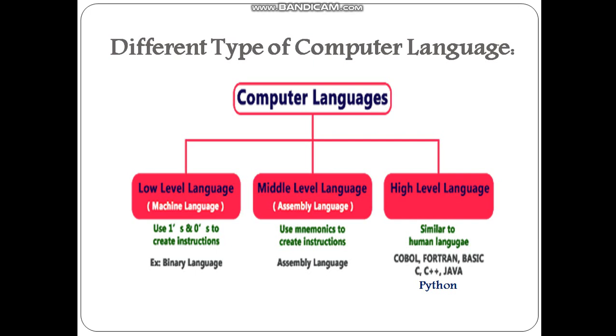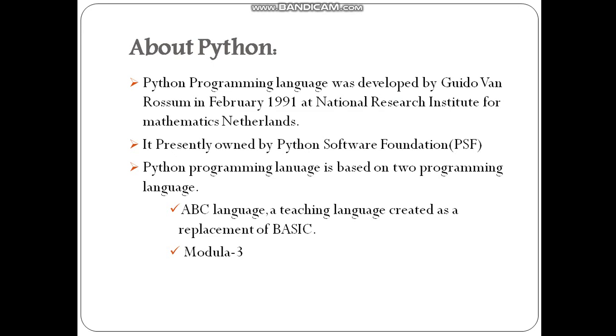Okay, so Python is also a high level language which is used to write programs, for doing programming and for creating software and other web applications, games and all. Okay, so let us discuss Python. Now before that, let us know some history about Python. So the Python programming language was developed by Guido van Rossum in February 1991 at the National Research Institute for Mathematics, Netherlands. Okay, now it is presently owned by the Python Software Foundation.